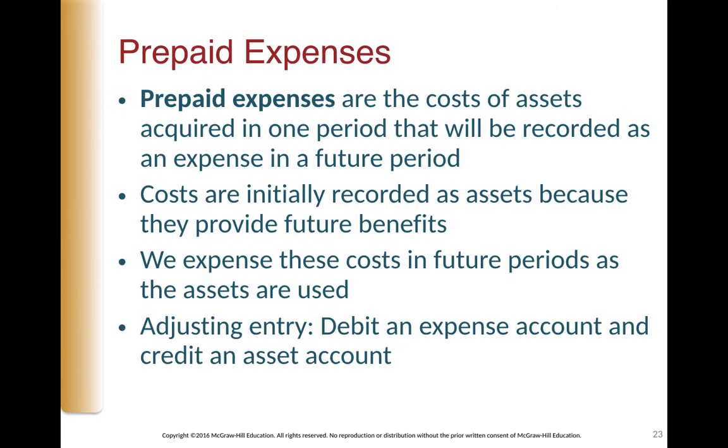Okay, so we've got prepaid expenses. Prepaid expenses are the costs of assets acquired in one period that will be recorded as an expense in a future period. These costs are initially recorded as assets because they provide future benefits. We expense these costs in future periods as the assets are used. To do that, we have to make an adjusting entry where we debit an expense account and credit an asset account.